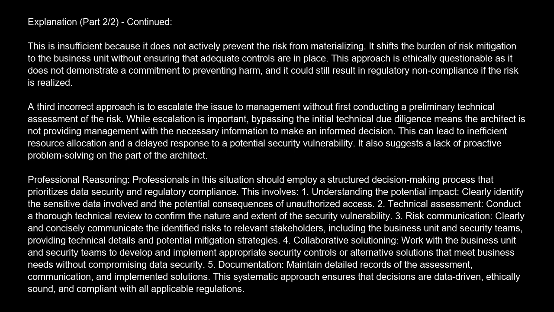Professional reasoning. Professionals in this situation should employ a structured decision-making process that prioritizes data security and regulatory compliance. This involves 1. Understanding the potential impact. Clearly identify the sensitive data involved and the potential consequences of unauthorized access. 2. Technical assessment. Conduct a thorough technical review to confirm the nature and extent of the security vulnerability. 3. Risk communication. Clearly and concisely communicate the identified risks to relevant stakeholders, including the business unit and security teams, providing technical details and potential mitigation strategies.